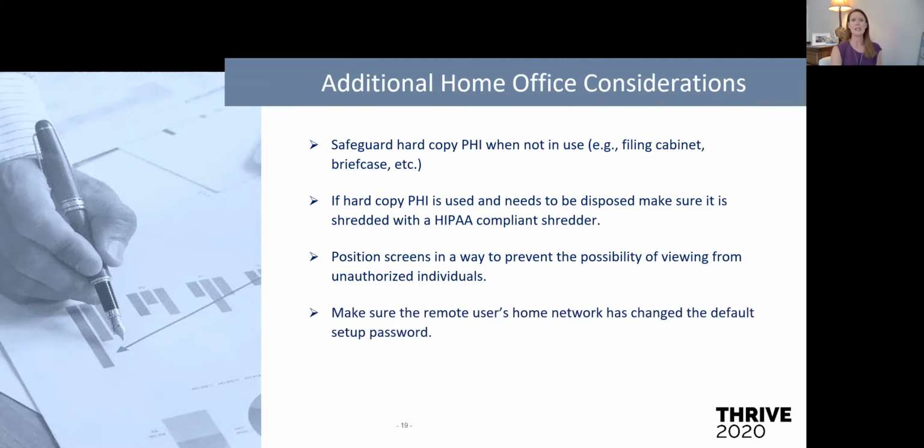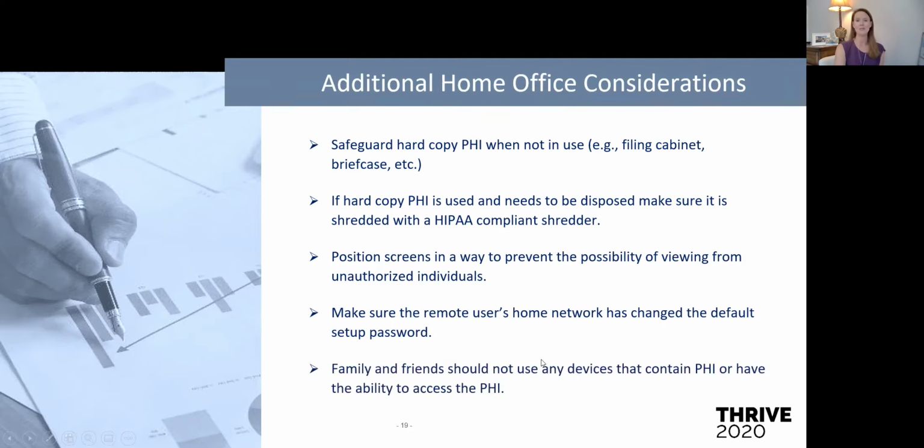And then again, back to that network password, we want to make sure that that's different. That's not what the default password is, so that we can add that extra layer of security. And then using devices. This is tough, because how many of us have handed our child our cell phone or a tablet or our work computer, for that matter, to allow them to do whatever they need to do?